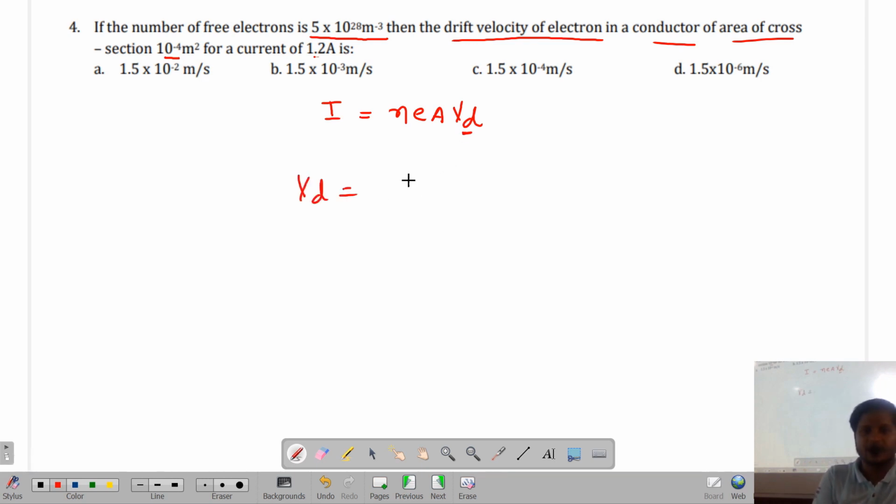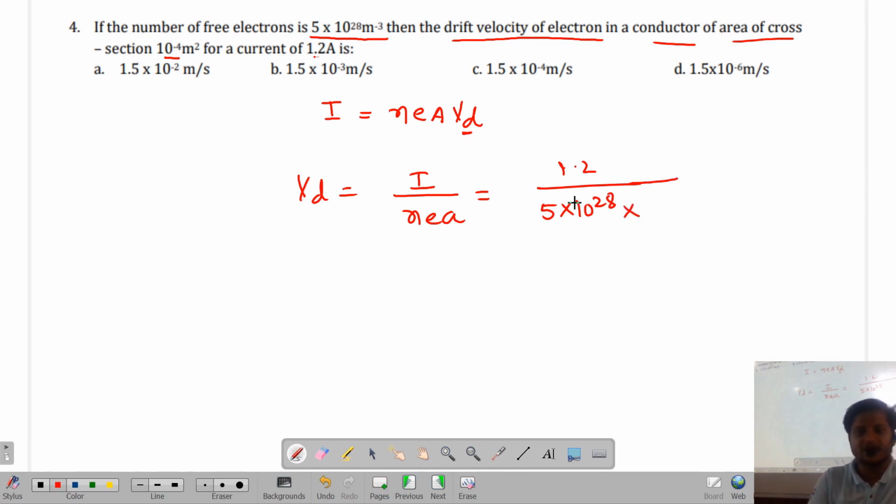So Vd will be I by NEA. Current is 1.2. Number of electrons per volume here is how much? 5 into 10 to the power of 28, into the electric charge E, which is 1.6 into 10 to the power of minus 19 coulomb, and area of cross section is 10 to the power of minus 4, given. If you put it, you'll be able to definitely get the answer. Try to calculate it, everyone. How much are you getting? Option D. Wait.